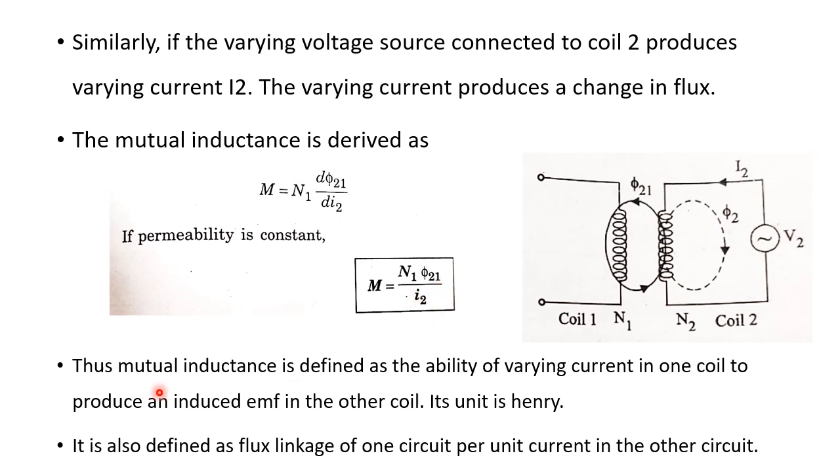Thus, mutual inductance is defined as the ability of varying current in one coil to produce an induced EMF in another coil. So the current in one coil producing induced EMF in the other coil is the mutual inductance, and its unit is Henry. It is also defined as the flux linkage of one circuit per unit current. Flux linkage is N into phi, and current is the denominator, so per unit current in the other circuit.